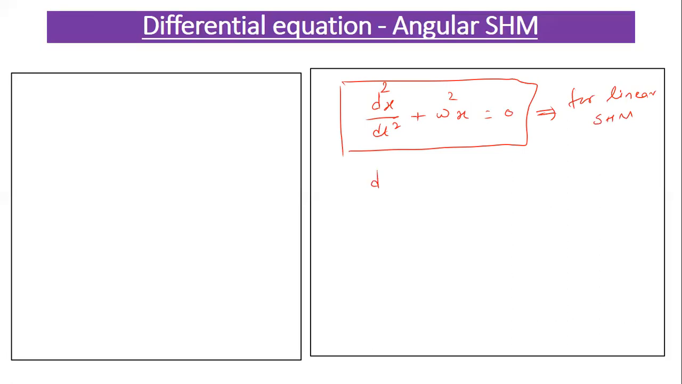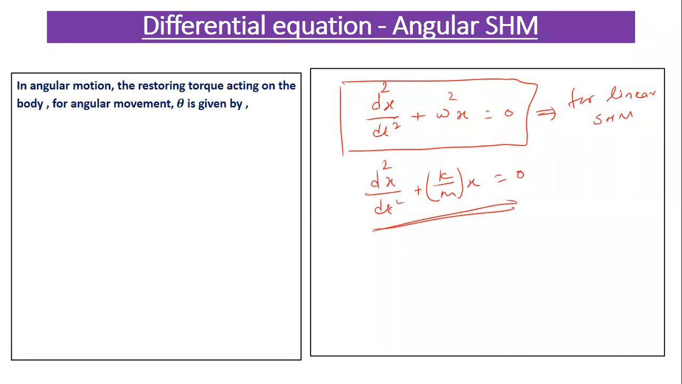Or the same equation we can write as d square x by dt square plus k by m into x is equal to 0. So this k by m is equal to omega square. This is also a differential equation in another form. Now let me learn the differential equation for angular SHM.